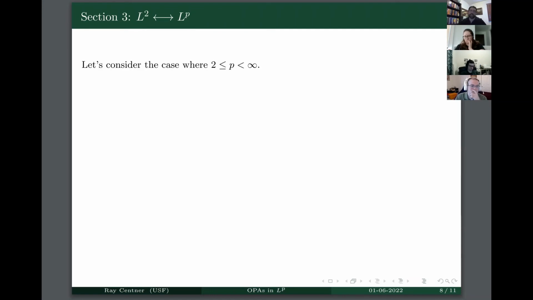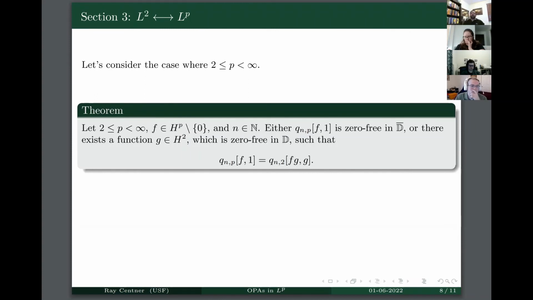In that case, it's not immediately obvious that we have tools of the Hilbert space to use to our advantage, but the following theorem suggests that we do. If we restrict p to be greater than or equal to 2, f to be any HP function, and n to be any integer, then something happens. Either the OPA Q_n^P F1 is zero free in the closed disk, in which case we're done. There's nothing to show.